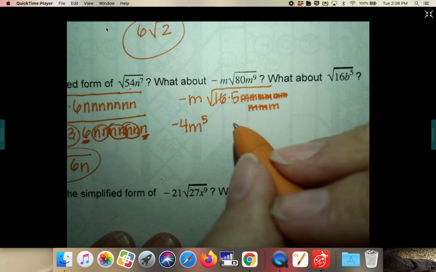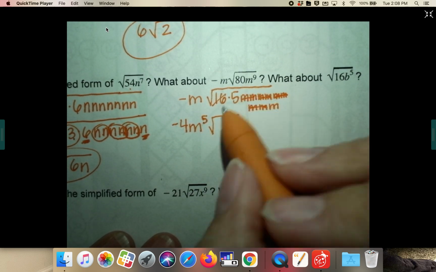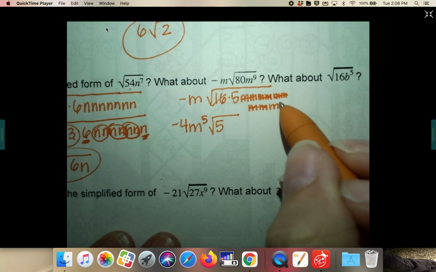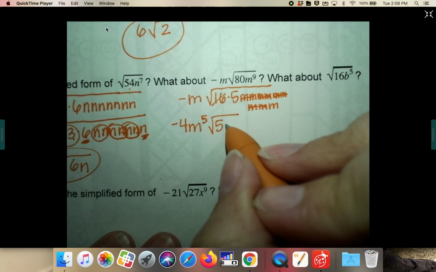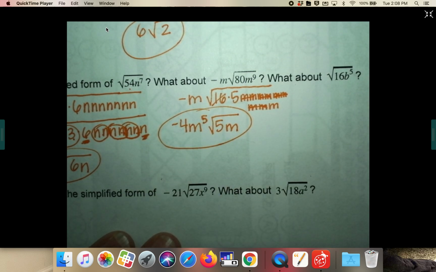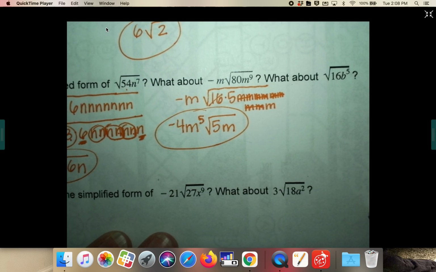Now, who do we have still inside the radical? We have 5, and we have this lonely m that we can't pull out because it doesn't have a partner. Okay. So that was a little tricky. I hope it made sense, but let's keep going to practice a few more.